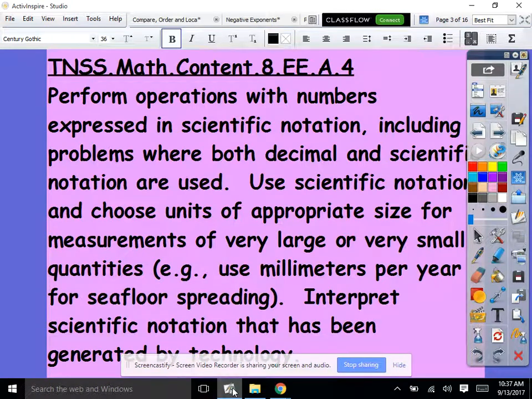Our Tennessee State Standard today is to perform operations with numbers expressed in scientific notation, including problems where both decimal and scientific notation are used. Use scientific notation and choose units of appropriate size for measurements of very large or very small quantities. For example, use millimeters per year for seafloor spreading. Interpret scientific notation that has been generated by technology.